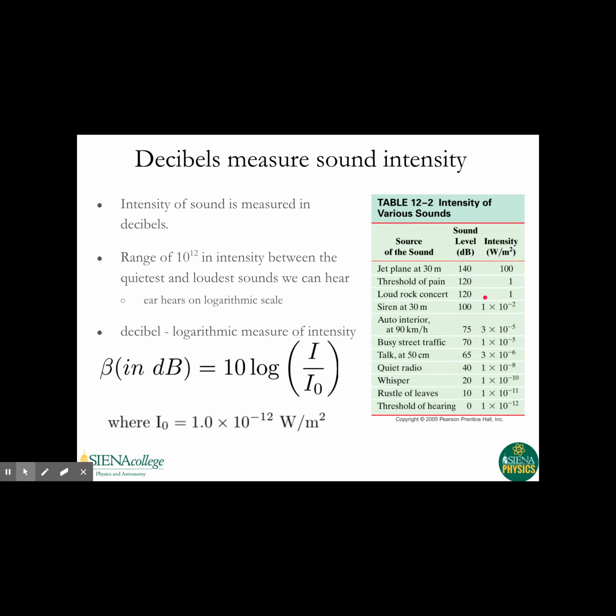A different scale that's called bels, or in our case, decibels. You can see here the threshold of hearing was set to 0, and the threshold of pain is about 120. So that scale is a little bit easier to use to talk about.